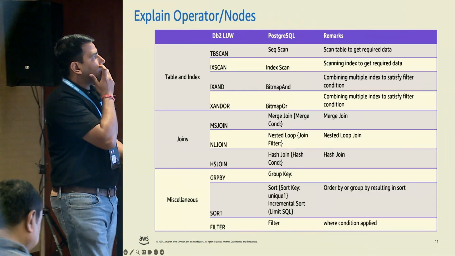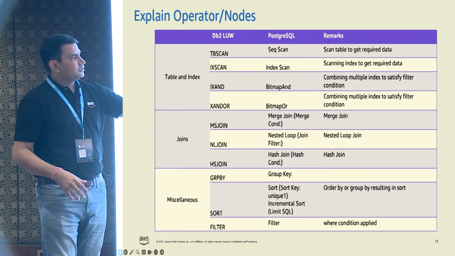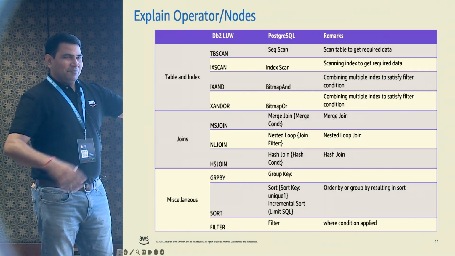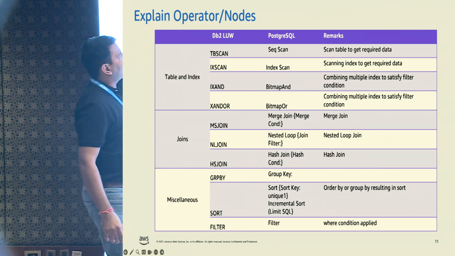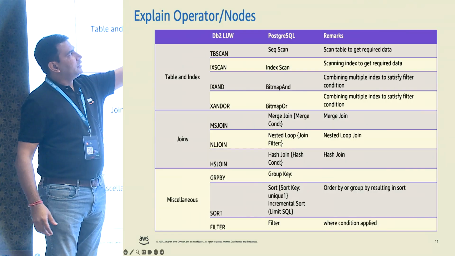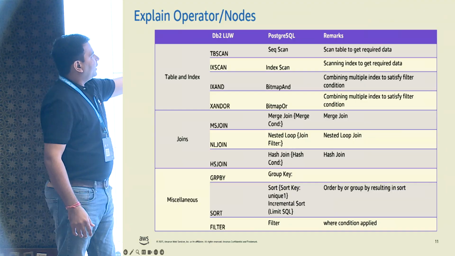These are the major explain operators that you will see in DB2 LUW and PostgreSQL. There can be 10 pages of it; I'm just capturing the major ones. I think we all know what a table scan is, and the equivalent in PostgreSQL is sequential scan. Index scan is index scan.